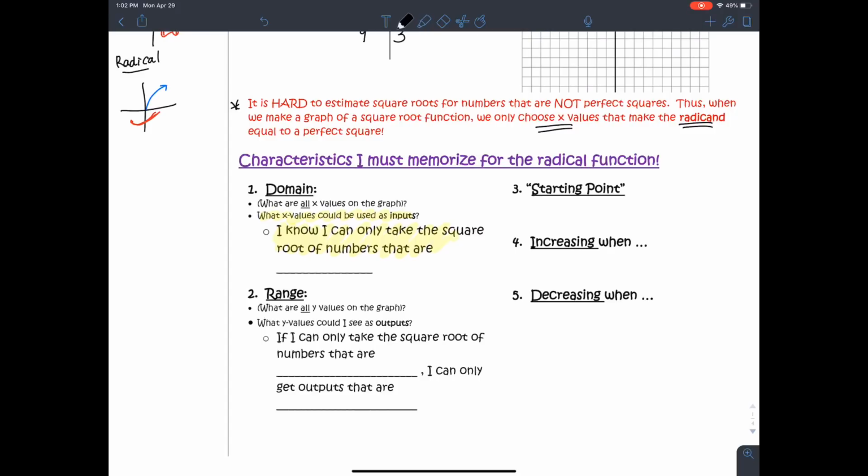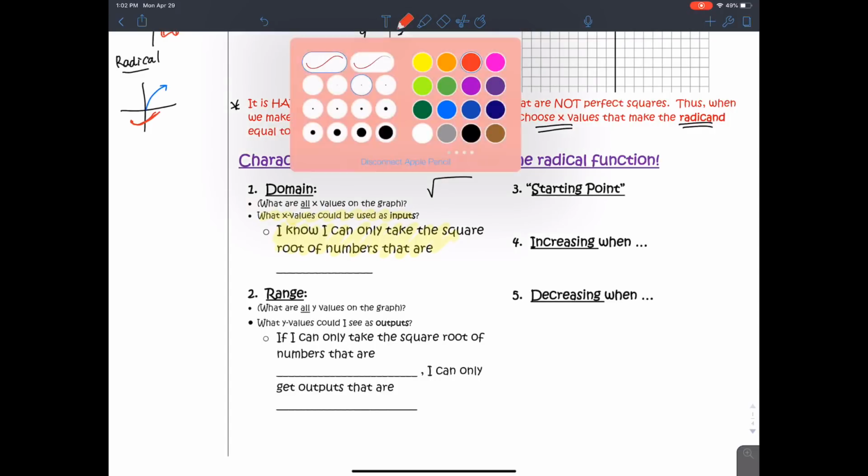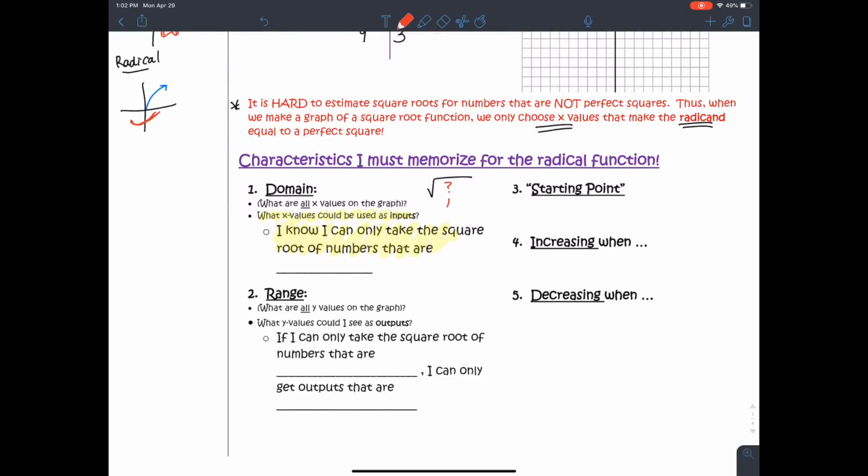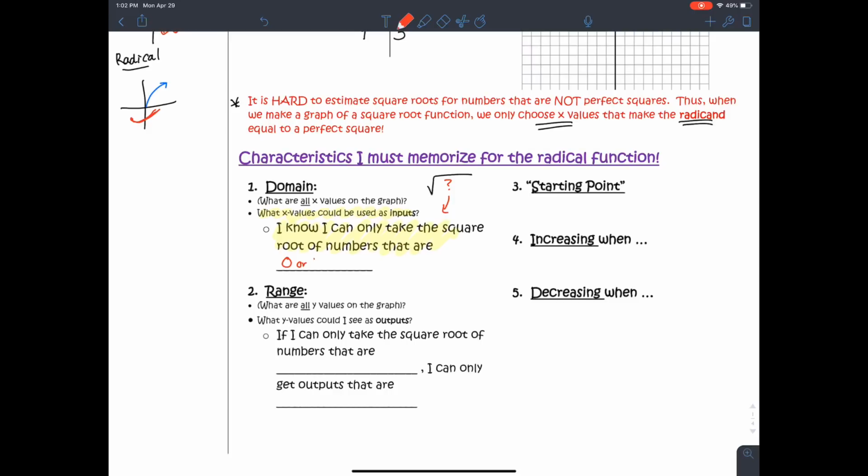So what we know about the square root is whatever's under the square root. If I have a square root sign, whatever is here, whatever this thing is, that number here, I can only take the square roots of numbers that are 0 or bigger. Right? No negatives. We can't take the square root of any negative number. So if I asked about what x values could I plug into this equation, those x values that I choose, they have to be 0 or bigger. So the domain of our radical function is all the x values that are 0 or bigger.